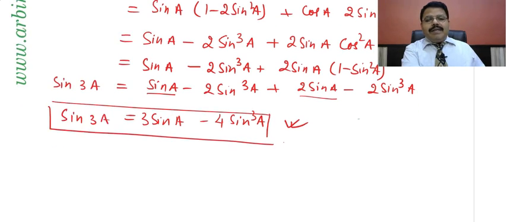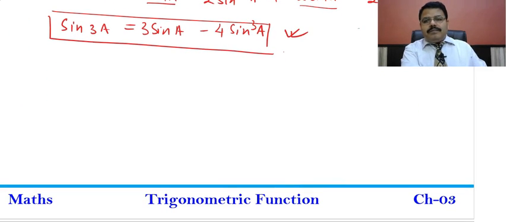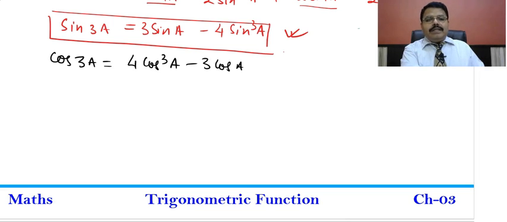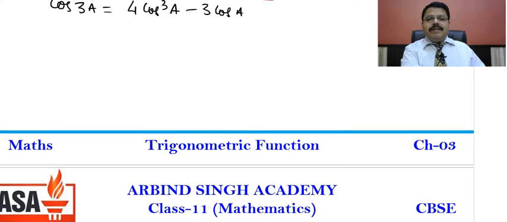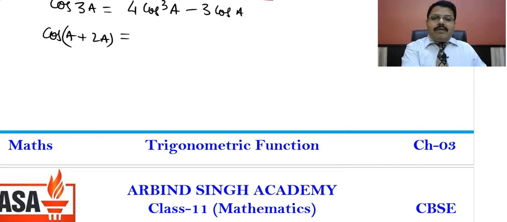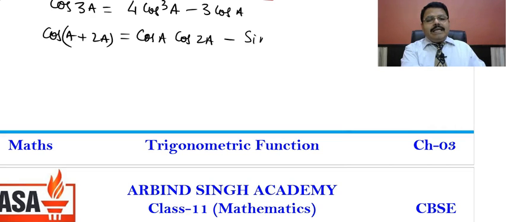Similarly, you have another formula, cos 3A, which is equal to 4 cos cube A minus 3 cos A. This can also be proved. How to prove this? Again, you may proceed in a similar fashion: cos 3A is equal to cos of A plus 2A, and that will come up in the form of the formula cos A plus B, which is cos A cos B minus sin A sin B, with B as 2A: cos A cos 2A minus sin A sin 2A.